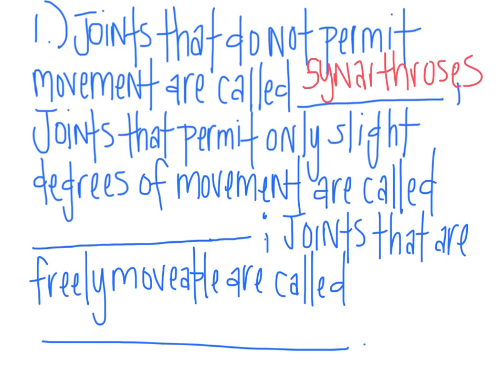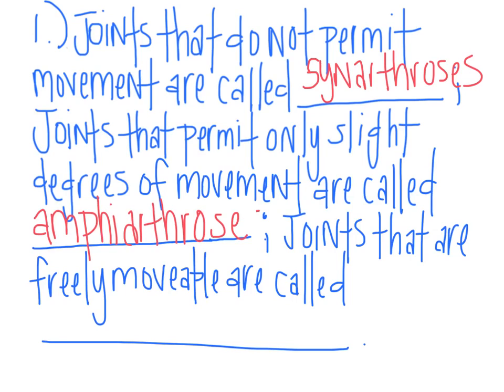The second part of this question says joints that permit only slight degrees of movement, so they move a little bit, but not a lot. Those are known as amphiarthrosis. So amphiarthrosis, only slight movement. Those are things like cartilaginous joints, like where your ribs attach to your sternum, your pubic symphysis, which is at the front of your hip bones. All those allow a little bit of give, but there's not a whole lot of movement there.